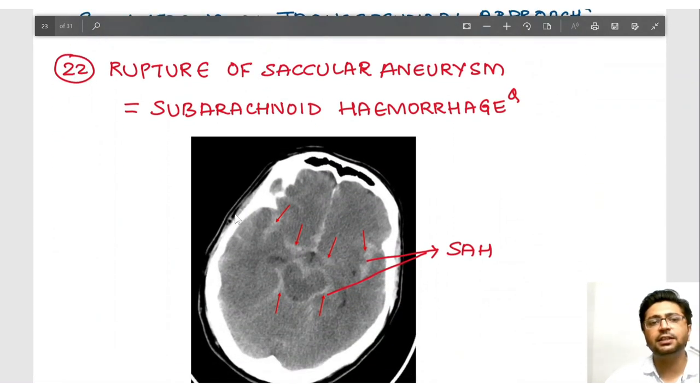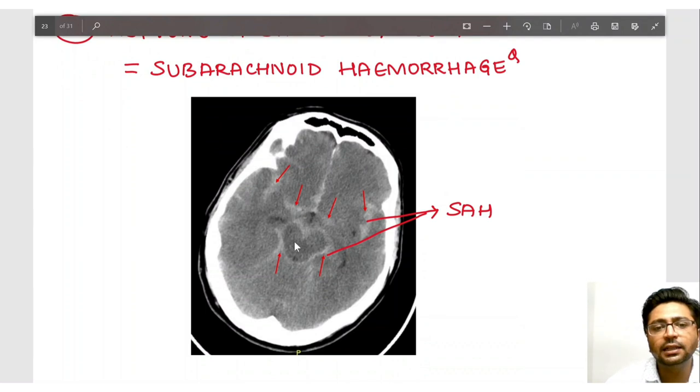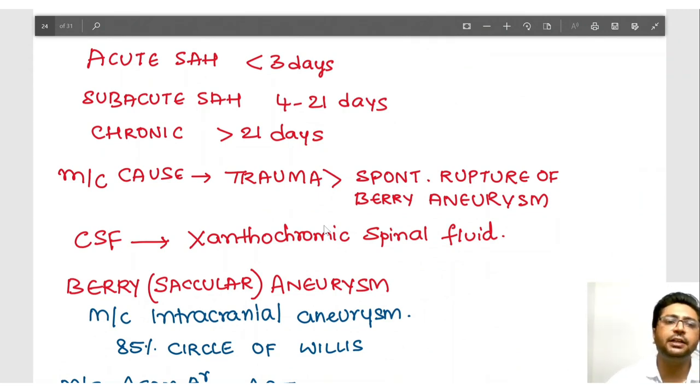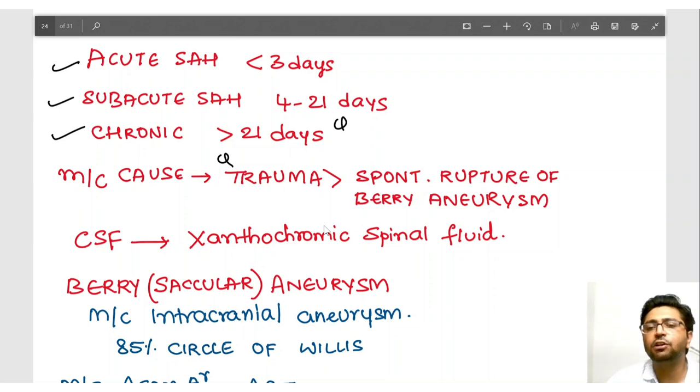The next question which was given is rupture of saccular aneurysm, and the image is shown. So there is hyperdensity which is noted in the spaces, and this is subarachnoid hemorrhage. Subarachnoid hemorrhage is classified into acute, subacute and chronic. If it is less than 3 days, it's acute. If it's between 4 to 21 days, it's subacute. And if it's more than 21 days, it is referred to as chronic subarachnoid hemorrhage. Most common cause is trauma, followed by spontaneous rupture of Berry's aneurysm. And if you do a CSF tapping, you're going to appreciate xanthochromic spinal fluid.